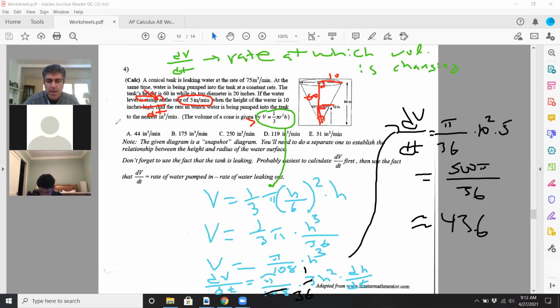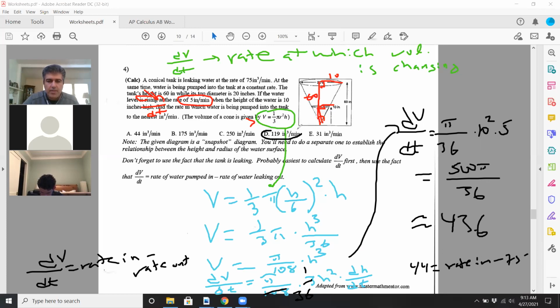But notice we put A as a trap. That's dV over dt. Remember what we said earlier, dV over dt equals rate in minus rate out. What's your rate out? 75. So dV over dt is roughly 44. So 44 equals the rate in minus 75. So you add 75 to it, and you get D, 119. So the answer is D there. And you can see there are some hints down below in italics on how to actually approach this.